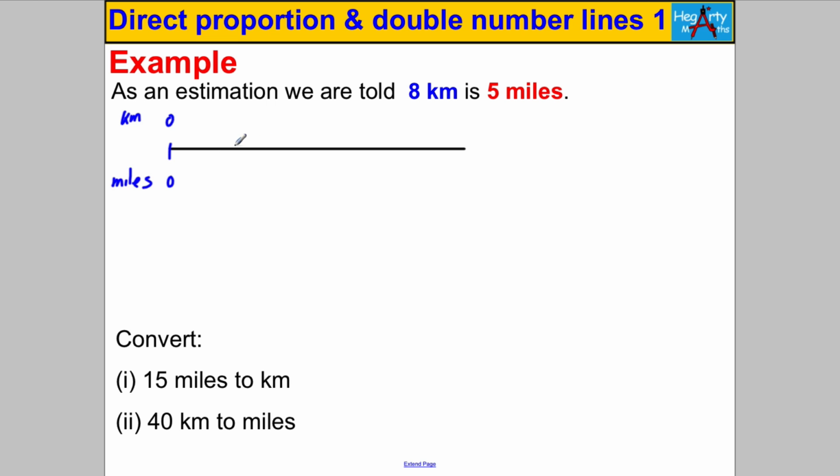Right, so we know we're going up in the kilometers by 8, so that's going to be 8, 16, 24. We're going up in the 8 times tables, 32, and you can keep going if you want here. Let's just extend this a little bit here, and we're going to go up to 40. And in the mile section, we're going to go up in 5, so that's going to be 5, 10, 15, 20, 25.